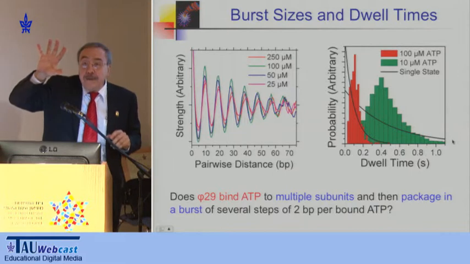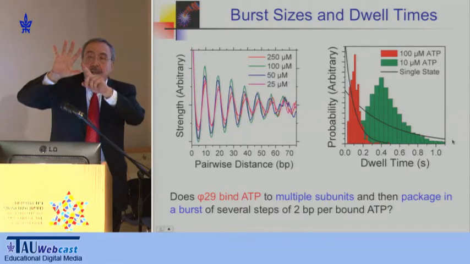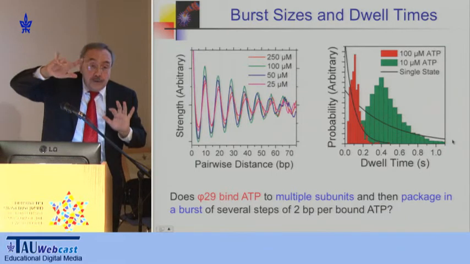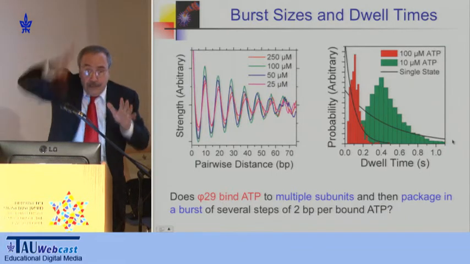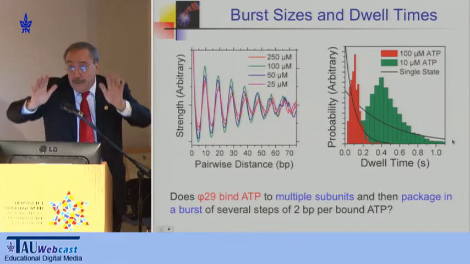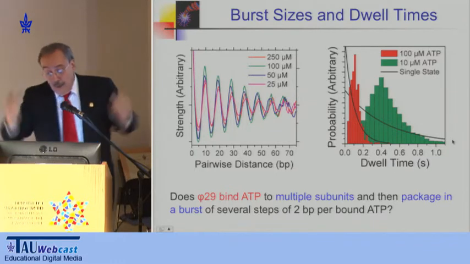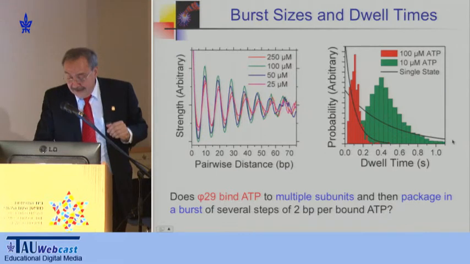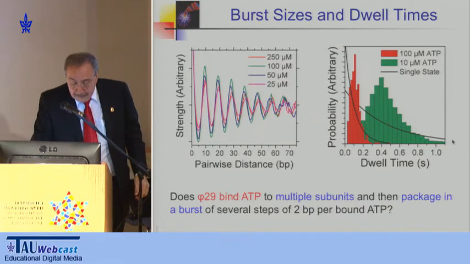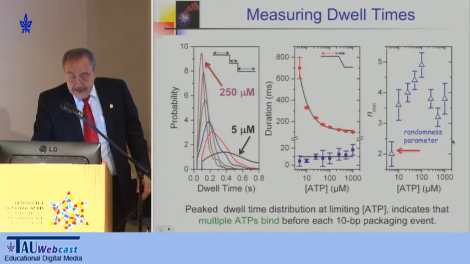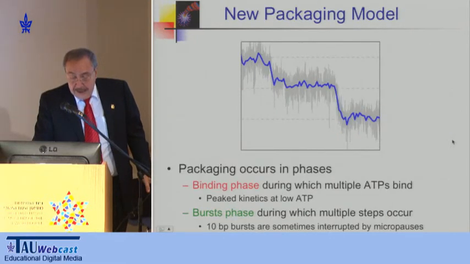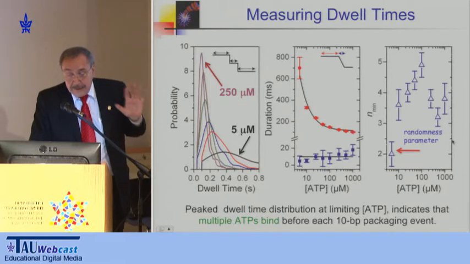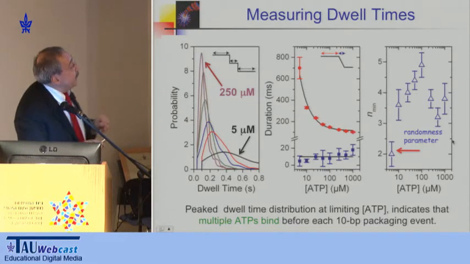The motor has 5 ATPases, and maybe the motor is binding 1, 2, 3, 4, 5 ATPs, and then it goes 2, 4, 6, 8, 10, right? And these 2, 4, 6, 8, 10 are the 10 base pairs that we are observing. That was our hope as a way to actually save this model. Okay. It turns out that we decided we were going to test this idea.